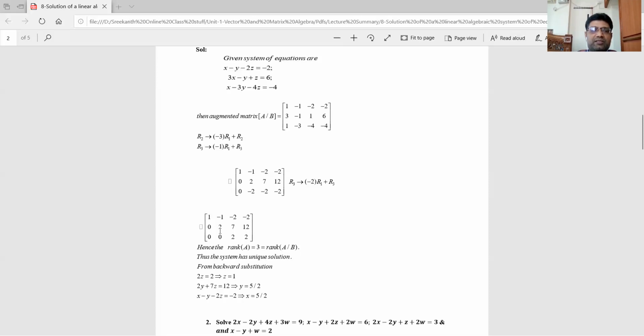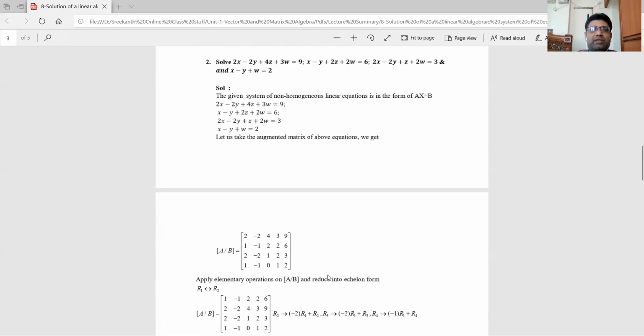Next, 2x plus 2y plus 7z equals 12. From that, if you plug in z is 1 here, 2y equals 12 minus 7, so y is 5 by 2. Similarly, next, x minus y minus 2z equals minus 2. From that, you can get x. So this is the procedure.